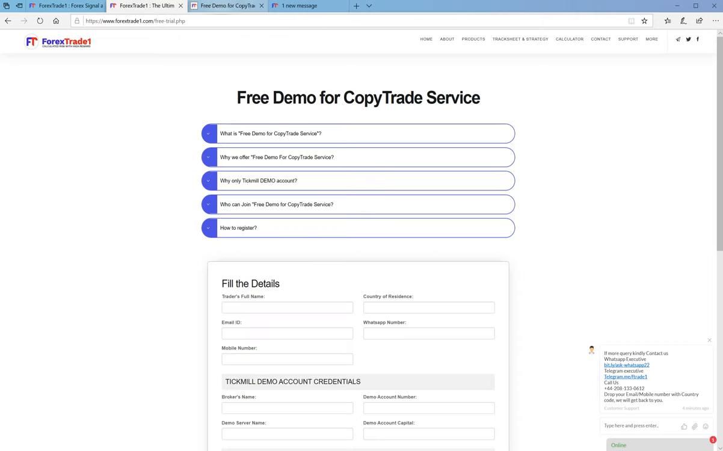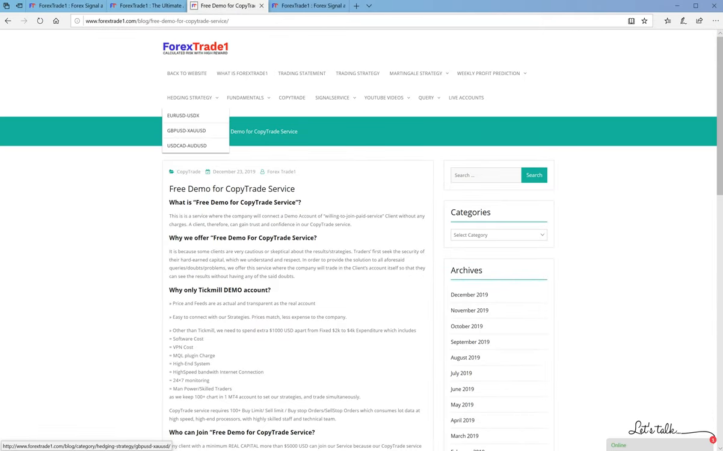Now we request all our free traders, or even paid clients, to give us a demo account. We will connect the same demo account with our master CopyTrade account, and we will prove our trading strategy. Because 2500 is not a small amount for all traders, they will get the confidence to connect their main account and pay the fees.